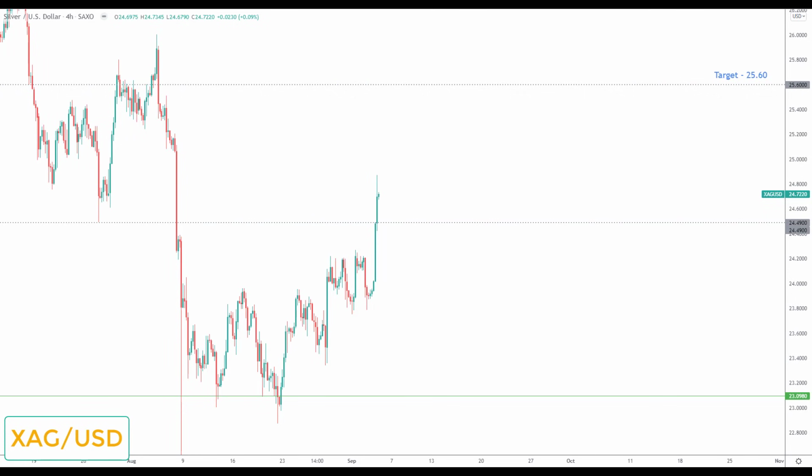Next is silver. Now, last week I was bullish on silver, just like gold, technically speaking, and we did come up and take out the target set at the 24.490. Just as with gold, I do think we could start to see some bigger moves up in silver as well, and also some of the other commodities.